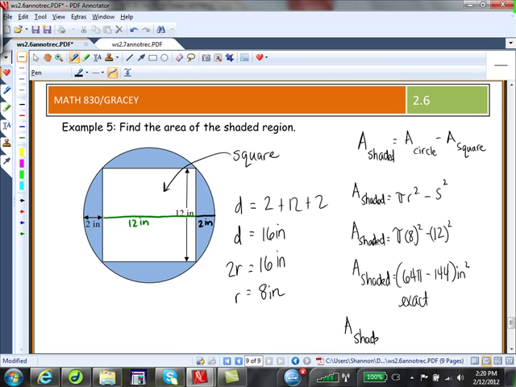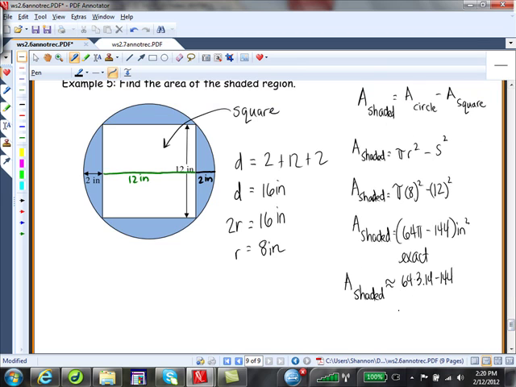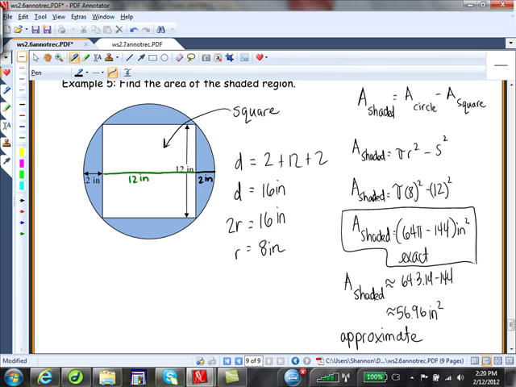If we wanted to approximate that, we would say 64 times 3.14 minus 144. So that would give us an approximate result of 56.96 inches squared. This is approximate. Okay? Now normally, especially if you're not using a calculator for this first exam, I'd be looking for the exact result.